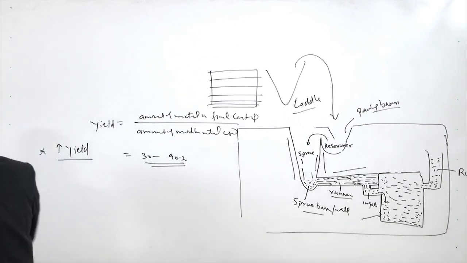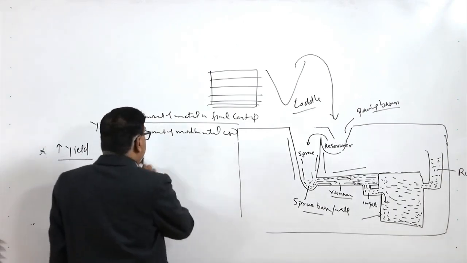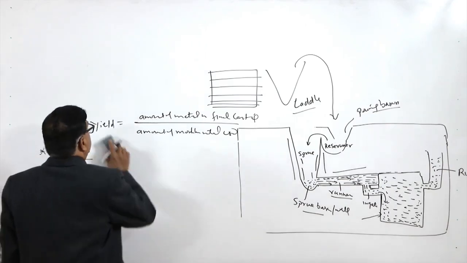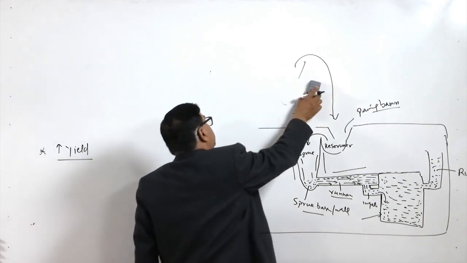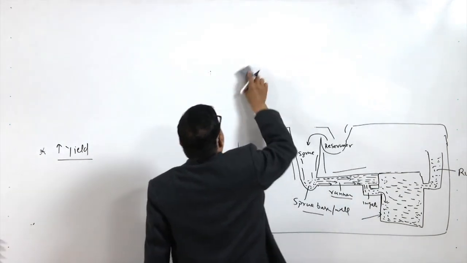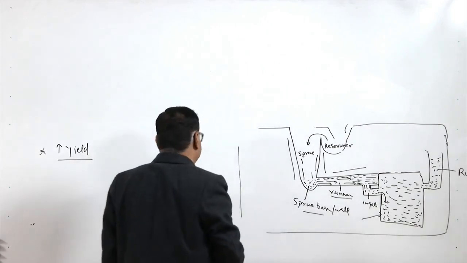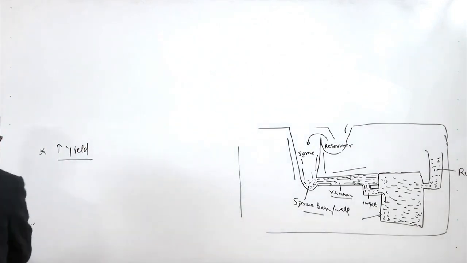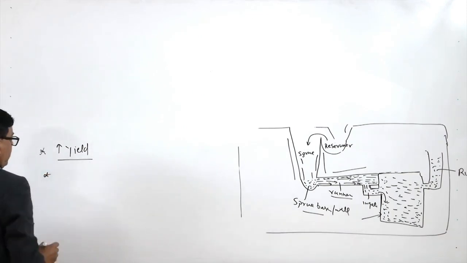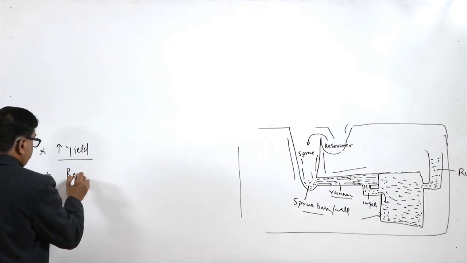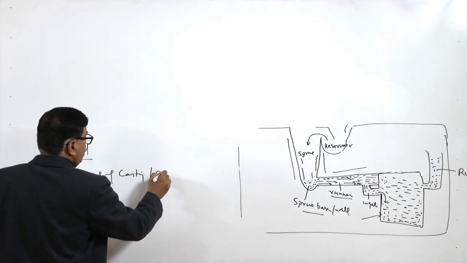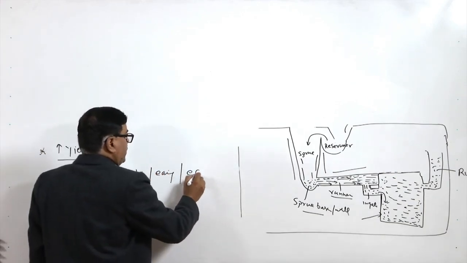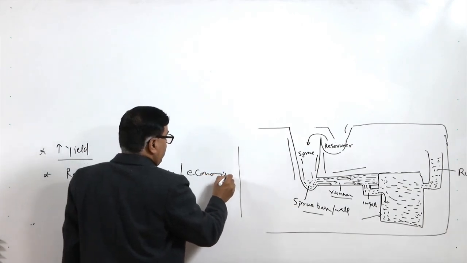So, the lower the yield, the greater the wastage of the molten metal, and it also means wastage of the energy which is needed for melting the metal again and again. So, yield should be high, and the last one we can say is that the removal of the casting should be easy, and the entire exercise should be economical.